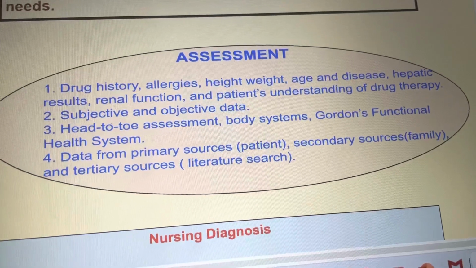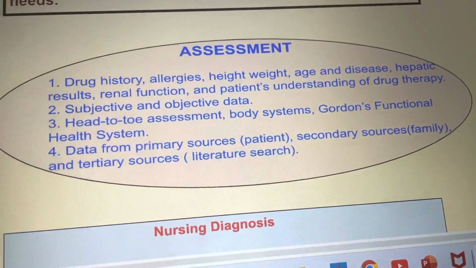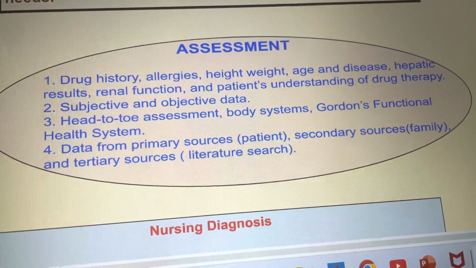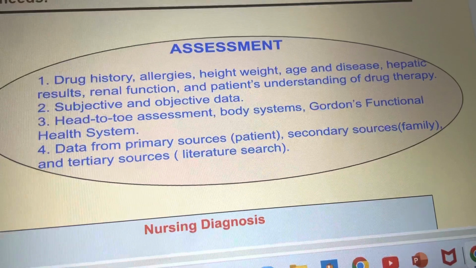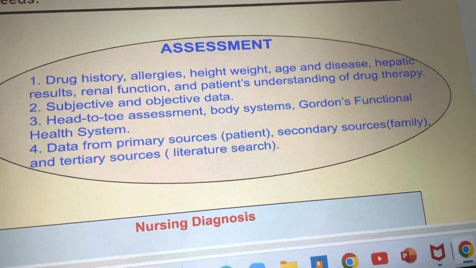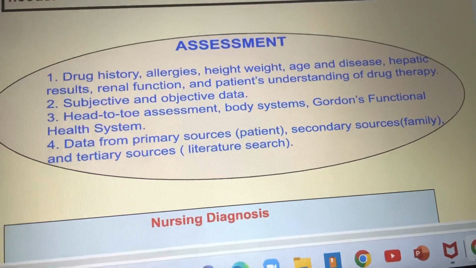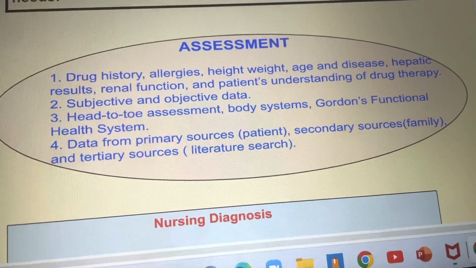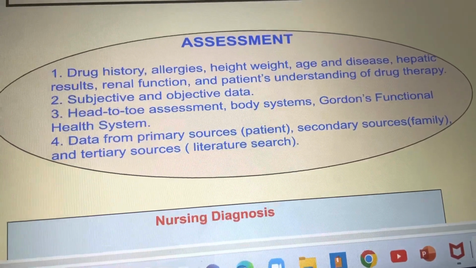So for the pharmacology need, what we need to assess for the patient is the drug history, the allergies, height, weight, age, and any hepatic or renal function. Hepatic relates to the liver, renal relates to the kidney, and we need to know if the patient understands whatever drugs the patient is taking. Number two is subjective and objective.